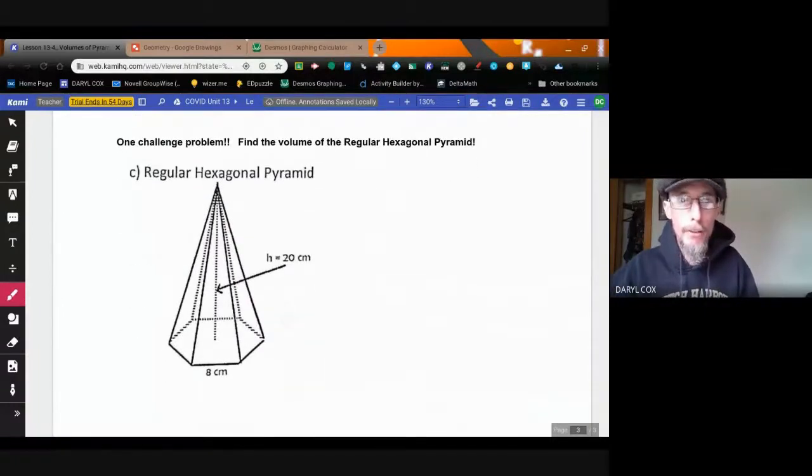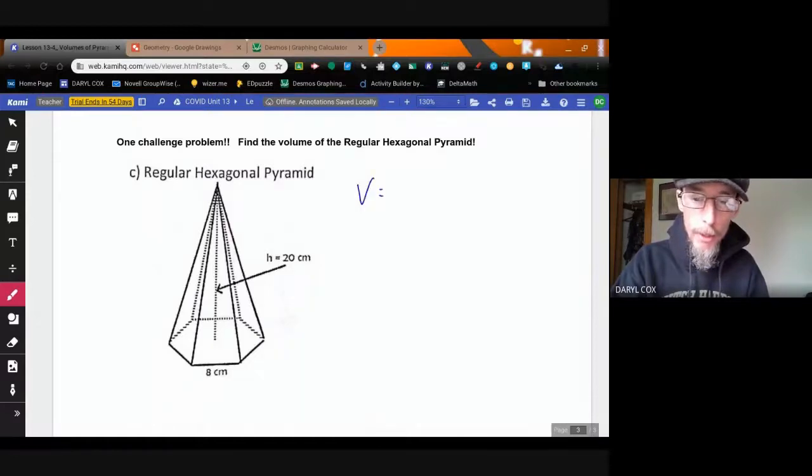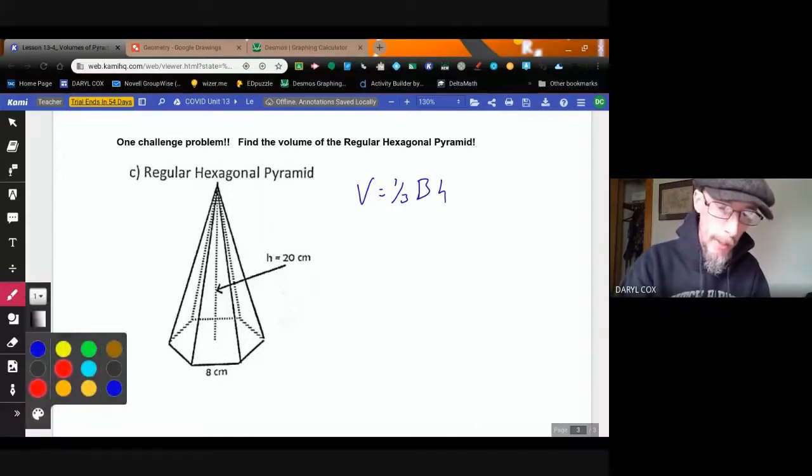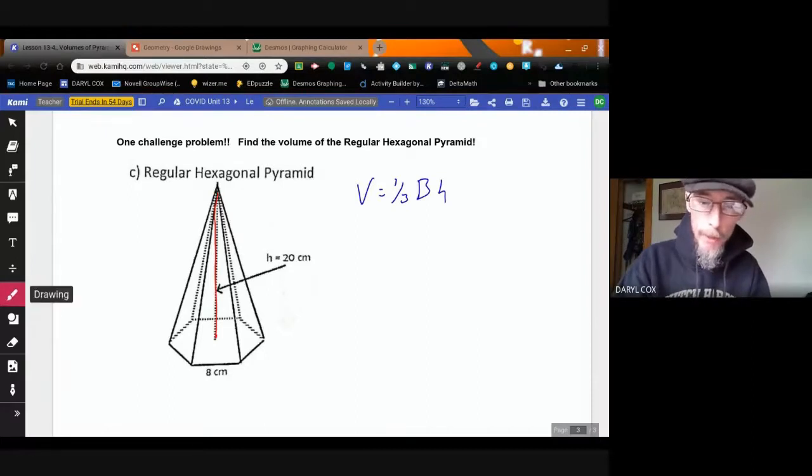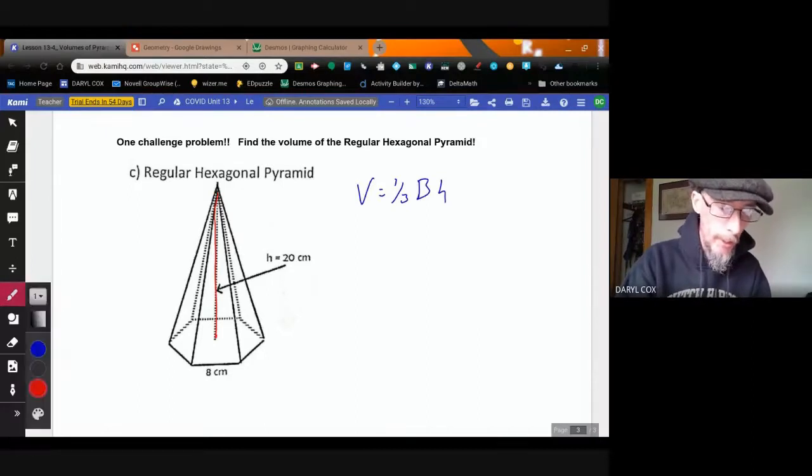A regular hexagonal pyramid. We want to find the volume. So immediately I already know, okay, my volume is 1/3 area of the base times the height. I already know my height. I can see my height right in here is 20. Okay, so far, nothing crazy.